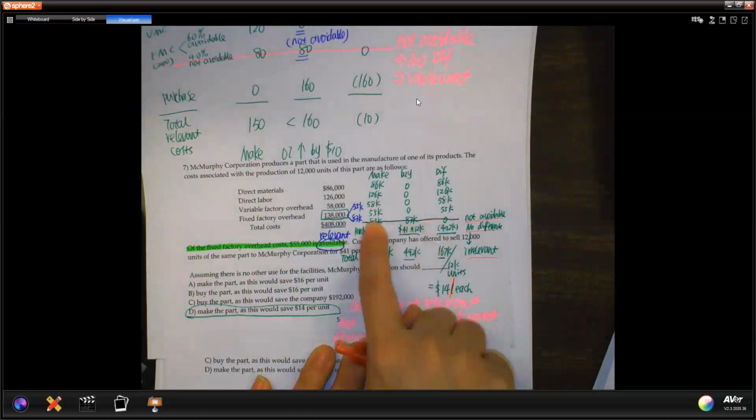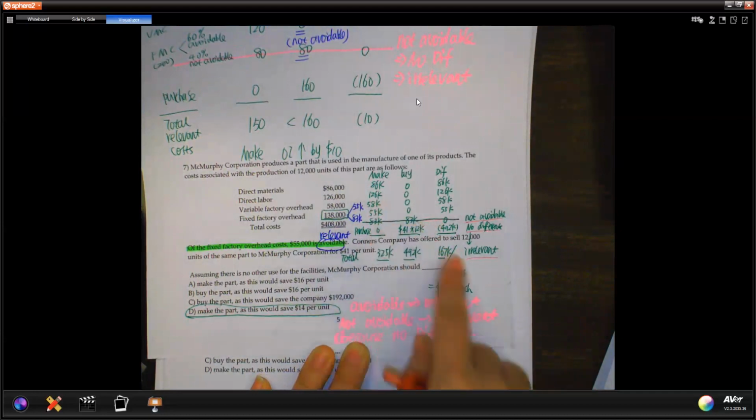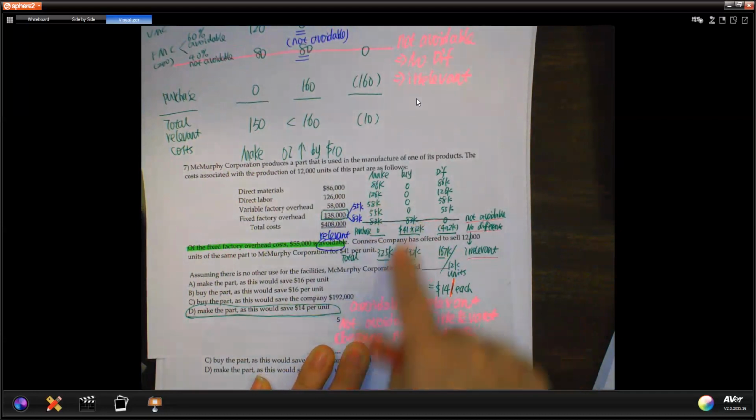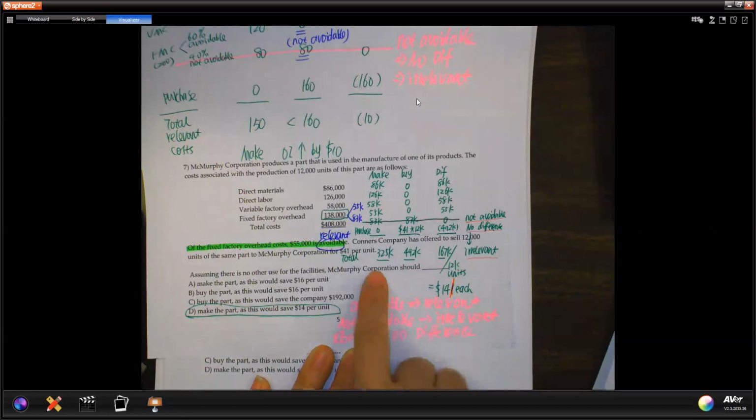It's not avoided. You can only avoid this 55,000 if you buy. But the 83,000 you cannot avoid, you still have to pay. So in this situation, you get all the make, you get all the buy, then you find out the difference is 167,000. You have 12,000 units in total, so each one is a $14 saving. So we should make, because each one will save you $14.